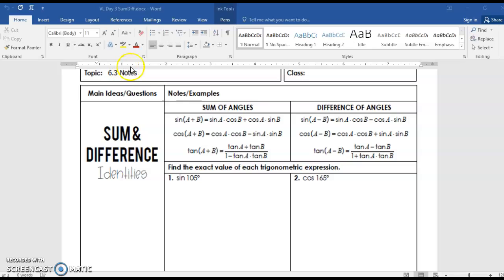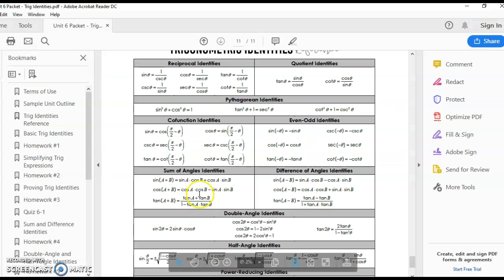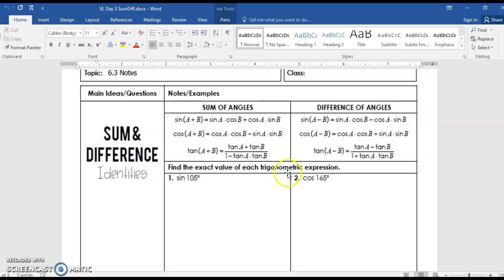Today we are going to work on sum and difference of angles for trig ratios. So we have seen these before in the formula sheet that I gave you. This is the formula sheet. You have some of the angle identities and difference of angle identities. So I just put them here just so you'll have immediate reference.